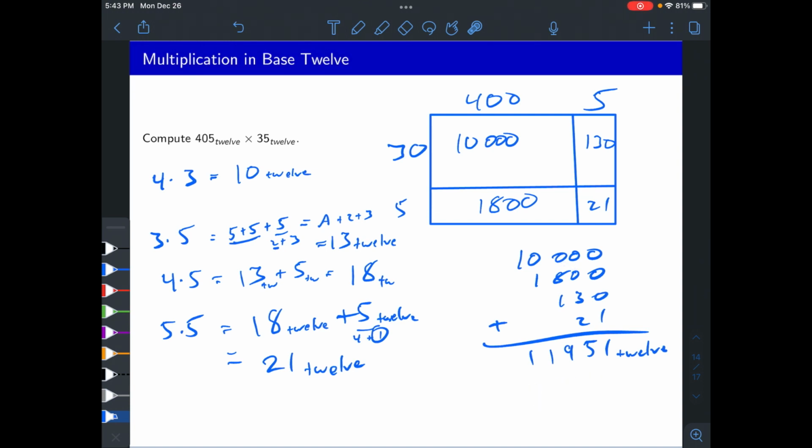If this was a 5 plus 8 plus 1, then you would have to make a group of 12 and carry the group of 12 over. So 5 plus 8 plus 1 would be 14, which is one group of 12 and then 2 left over. So you'd have a 2 down here and then you'd carry the 1, etc., etc.